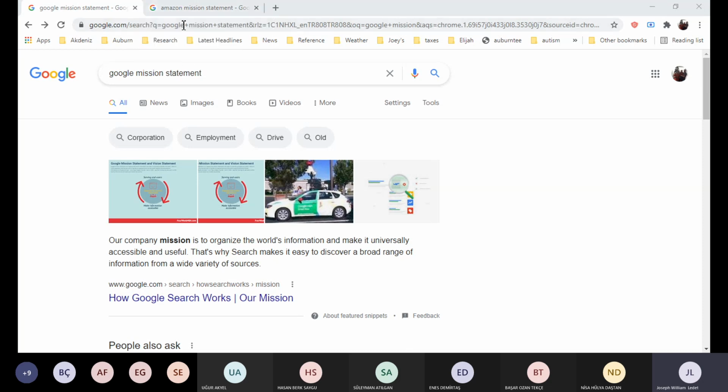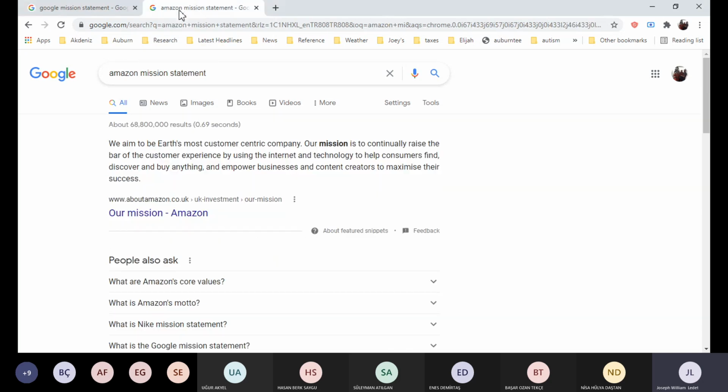All right. So let's go ahead and take a look at what Amazon says that their mission statement is. All right. So they say we aim to be Earth's most customer-centric company. Our mission is to continually raise the bar of customer experience by using the internet and technology to help customers find, discover, and buy anything and empower businesses and content creators to maximize their success. Now, you know what I noticed? There was nothing about wireless headphones in here. Right? There was nothing about books.